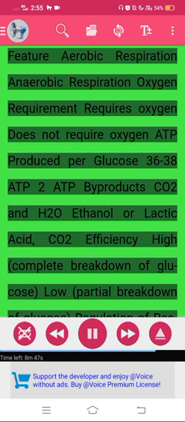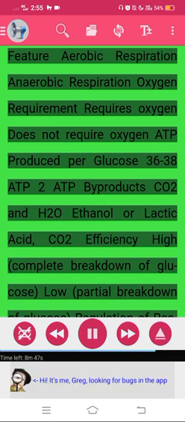Feature: aerobic respiration versus anaerobic respiration. Oxygen requirement: aerobic respiration requires oxygen, anaerobic respiration does not require oxygen. ATP produced per glucose: 36 to 38 ATP versus 2 ATP. Byproducts: CO2 and H2O versus ethanol and lactic acid, CO2. Efficiency: high, complete breakdown of glucose, versus low, partial breakdown of glucose. Regulation of respiration.